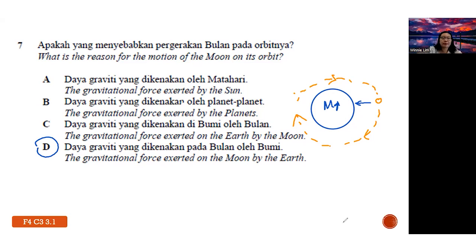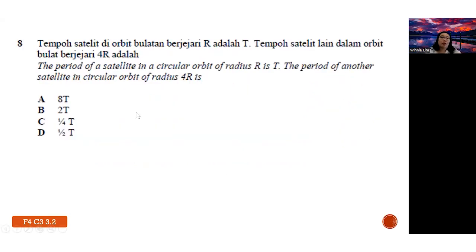Then moving on. This is still under chapter 3, on Kepler's law. The period of a satellite in a circular orbit of radius R is T. Then find the period of another satellite in a circular orbit of radius 4R. Okay, so Kepler's third law states that the square of the period is directly proportional to the cube of the radius of the orbit.